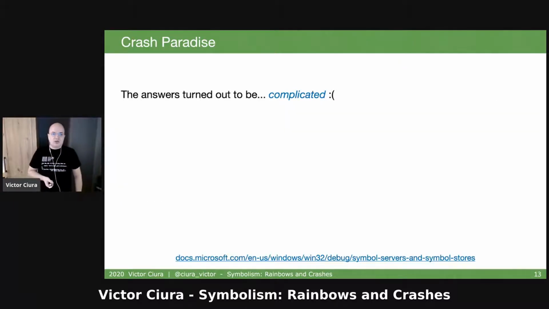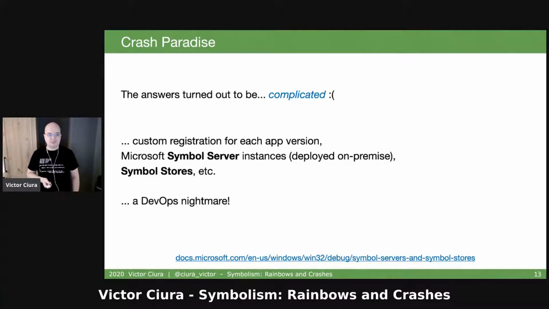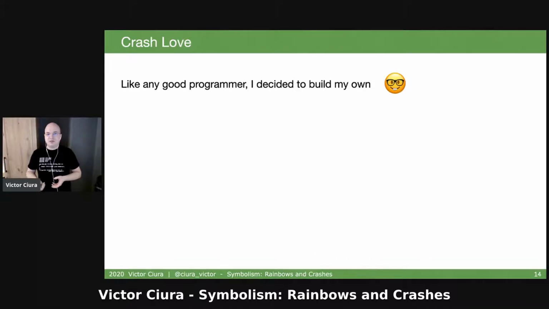And the answers to all those questions I had over 10 years ago turned out to be complicated. Custom registration for each app version, Microsoft symbol servers instances. If you want to deploy those on premise, it really complicates things. You have to figure out how to work with symbol servers and everything. It's doable, but in my opinion, it's a DevOps nightmare. And I'm not very keen on actually doing DevOps kind of tasks. I want to just program. And like any good programmer, I decided to build my own.